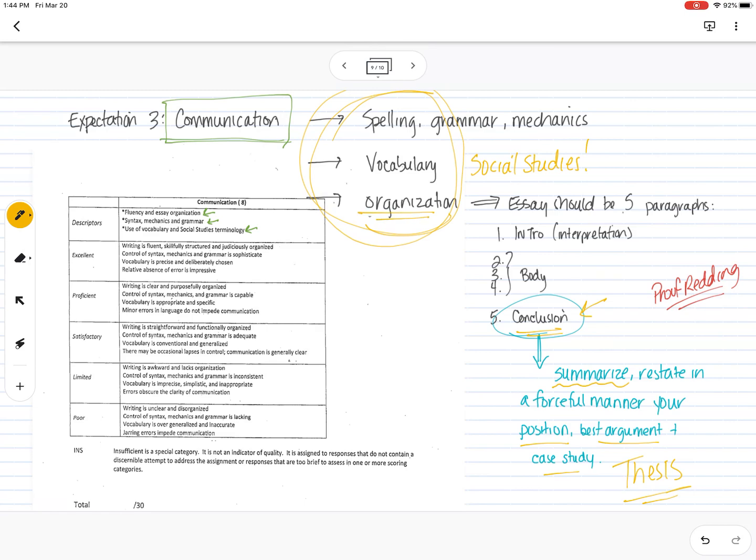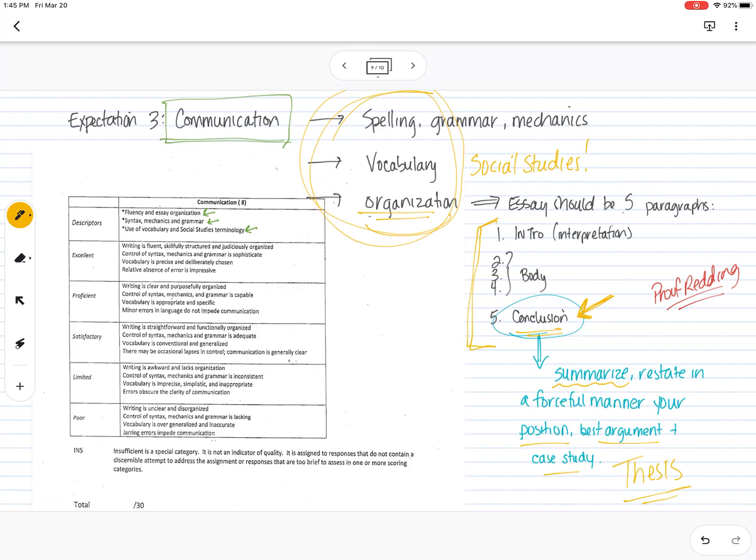So again, I didn't really give you a format aside from saying there should be about a 5-paragraph essay. Our first one's going to be our intro, interpretation, thesis statement. Our second, third, and fourth are going to be the body. And our last one's going to be the conclusion. It doesn't have to be written that way, but it does have to be written in an organized fashion. Most students tend to write in this kind of way.